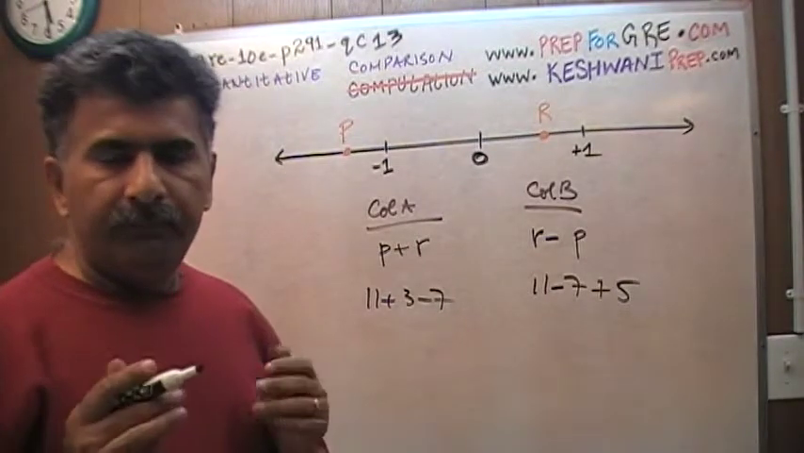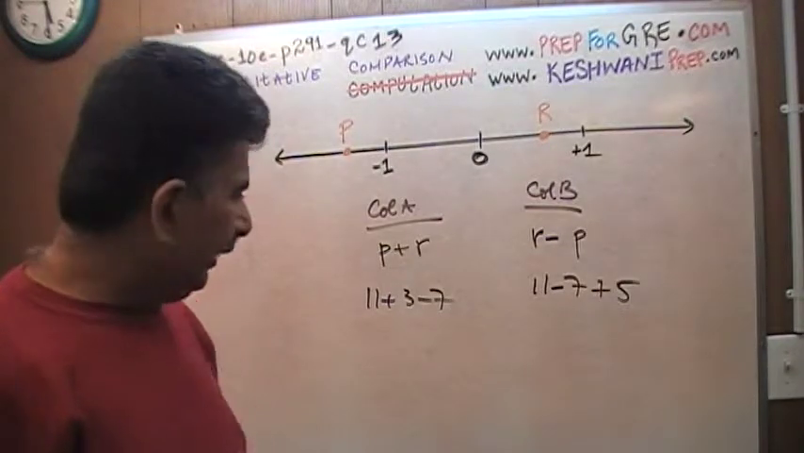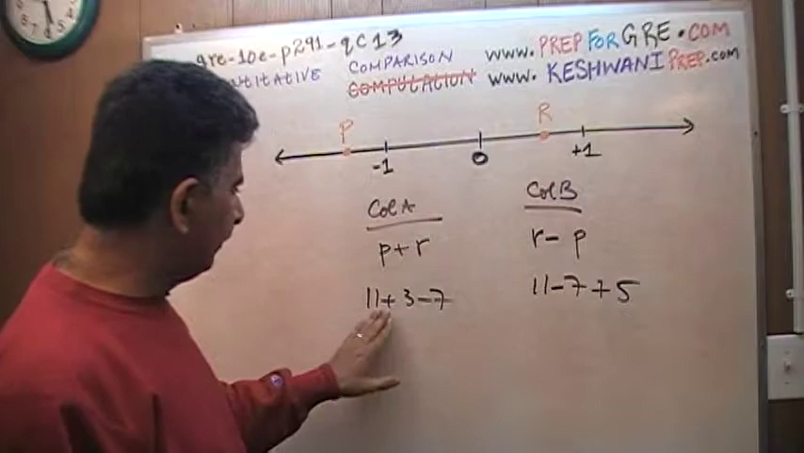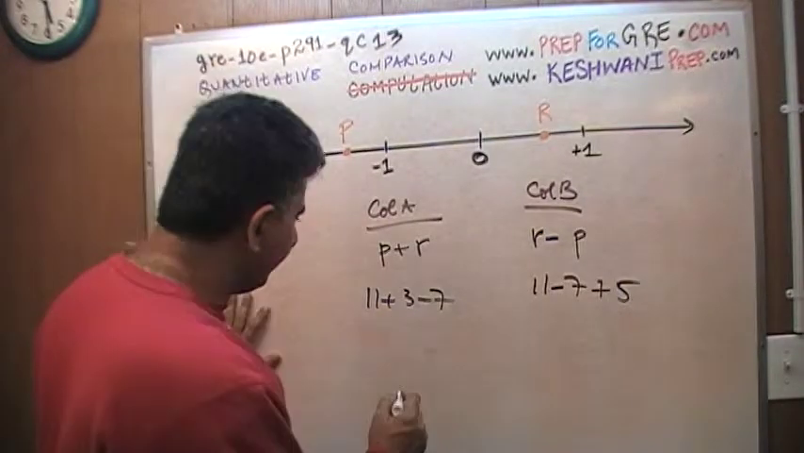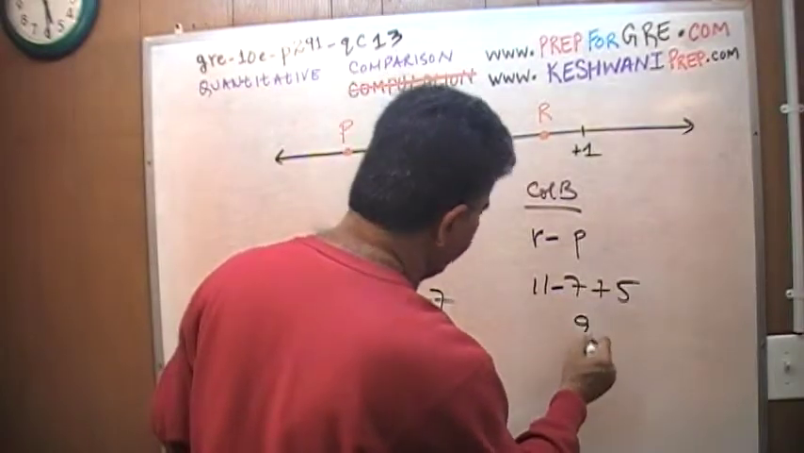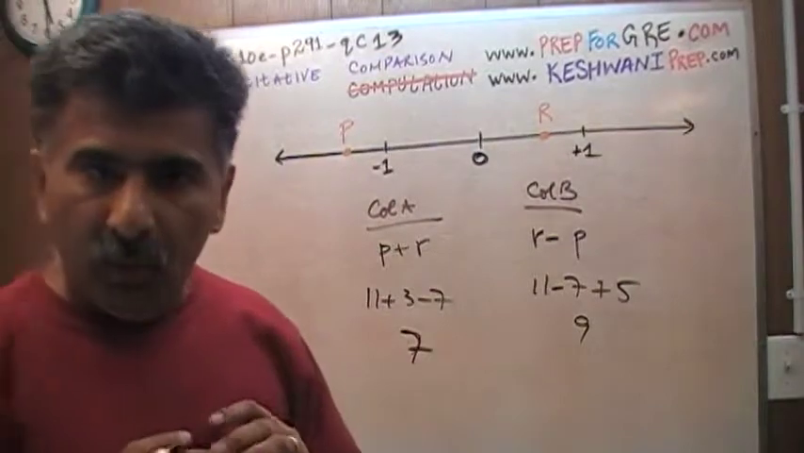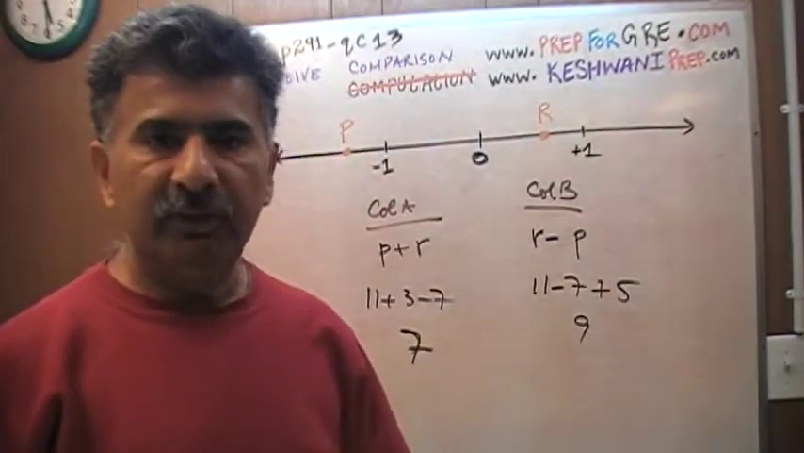The purpose of the exercise is to see exactly what you did there. If you were sitting there doing this, you said to yourself 11 plus 3 is 14, 14 minus 7 is 7, and then 11 minus 7 is 4, 4 plus 5 is 9, and therefore 9 is bigger than 7. If you did all of that work, you missed the point.